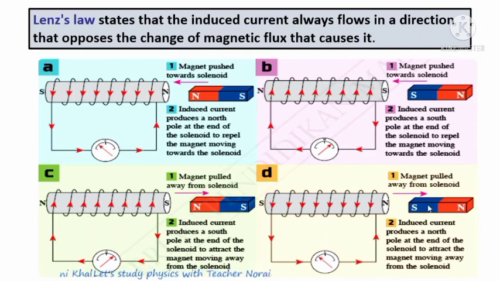D. South pole of bar magnet moves away from the solenoid. Thus, end of the solenoid here becomes opposite pole to attract the magnet moving away from the solenoid. This is north, so direction of current is anti-clockwise. You look at the solenoid, direction of current is right to left. That's the reason why galvanometer deflects to left.